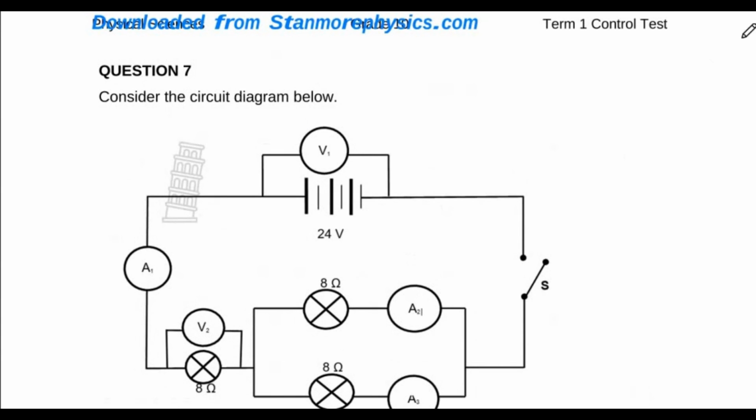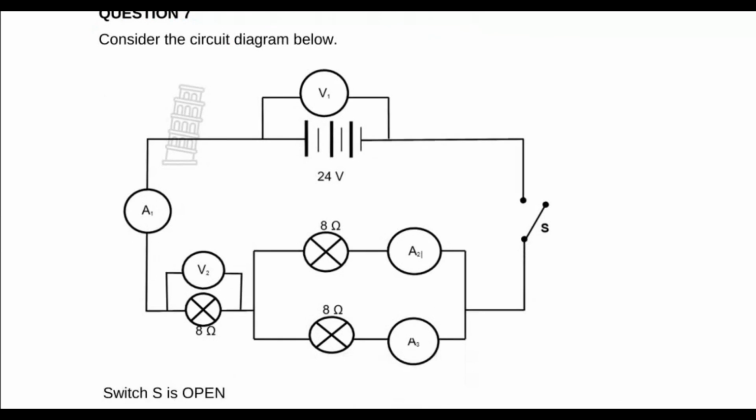Finally, question 7. Consider the circuit diagram below. In your circuit, you have a voltmeter, V1. That's a voltmeter. You have a switch S, there it is. You have a battery with 24 volts. You have an ammeter A1 there.